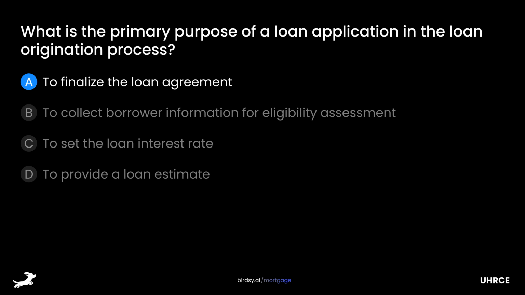Is it A. To finalize the loan agreement? B. To collect borrower information for eligibility assessment? C. To set the loan interest rate? Or D. To provide a loan estimate? The answer is B. To collect borrower information for eligibility assessment.